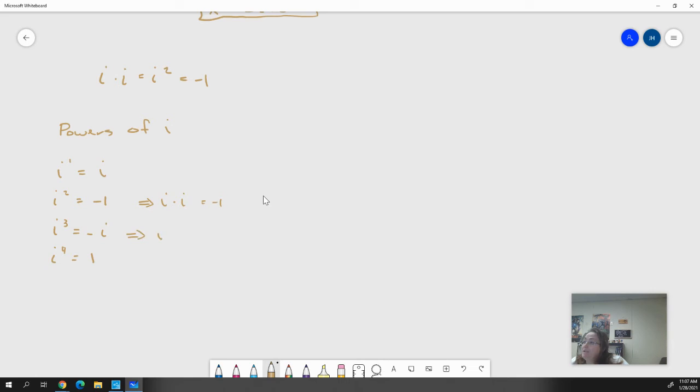This one is like saying i times i times i, and we know that that equals negative i. This one is the same as saying i times i times i times i, right? And if we look at this, we know i squared is negative 1, and i squared is negative 1. And if we have negative 1 times negative 1, we just get positive 1.